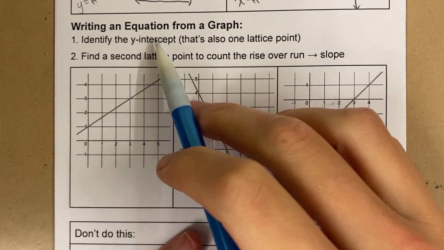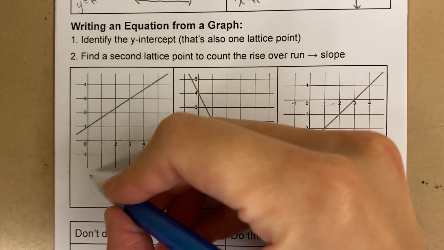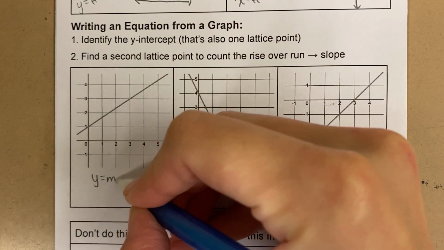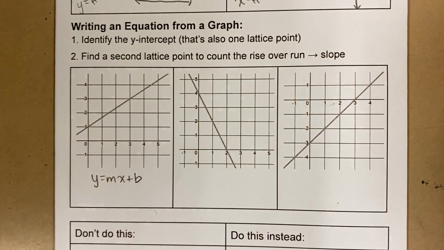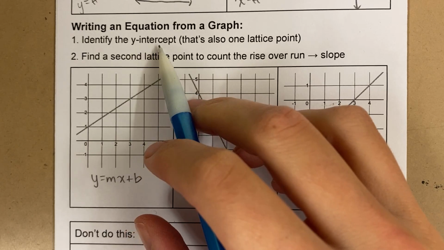Next, we're going to be writing an equation from a graph. So we're going to be looking at a graph like this, and we're going to write the equation. And when we write the equation, we're going to write it in this form, y equals mx plus b. Okay, now the first thing we're going to do is identify the y-intercept.